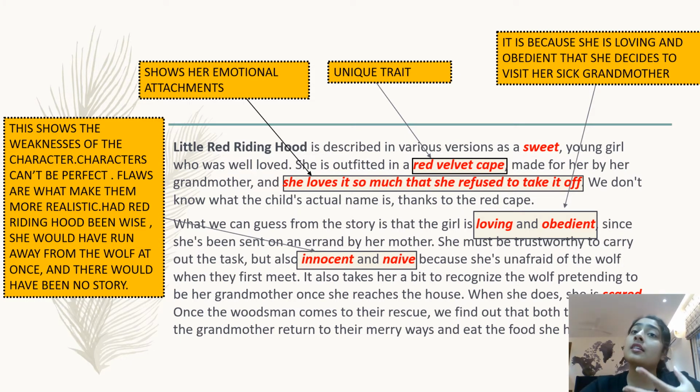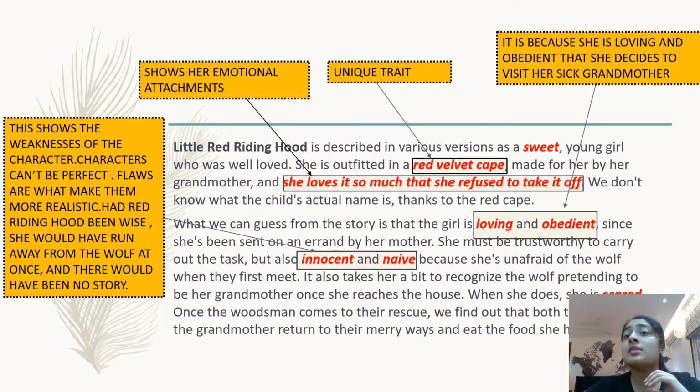Now naive is an imperfection. She's not wise. She's a little bit dumb, but that's what makes the character perfect. Because human beings are not perfect. So if you make the characters perfect, then they seem fake, right? So you need to include weaknesses also in your character because that's what makes the character more real.